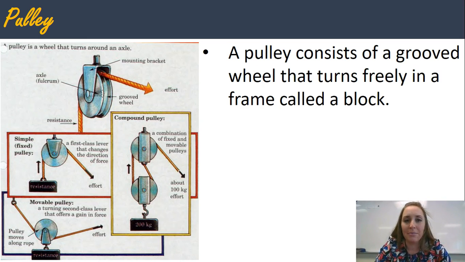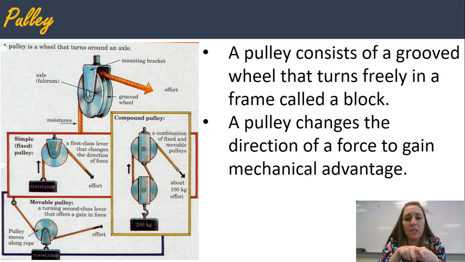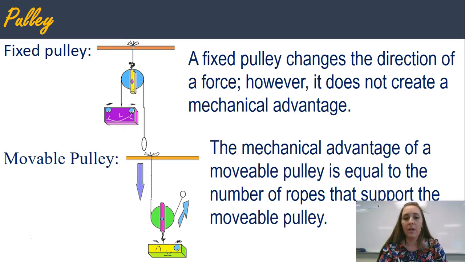Then we have a pulley system. So we talked about pulleys in your lab. A pulley consists of a grooved wheel that turns freely on a frame called a block. So the piece that's holding the wheel is the block. The pulley changes the direction of the force to gain a mechanical advantage. So when you pull down on a pulley, whatever load it's carrying goes up.